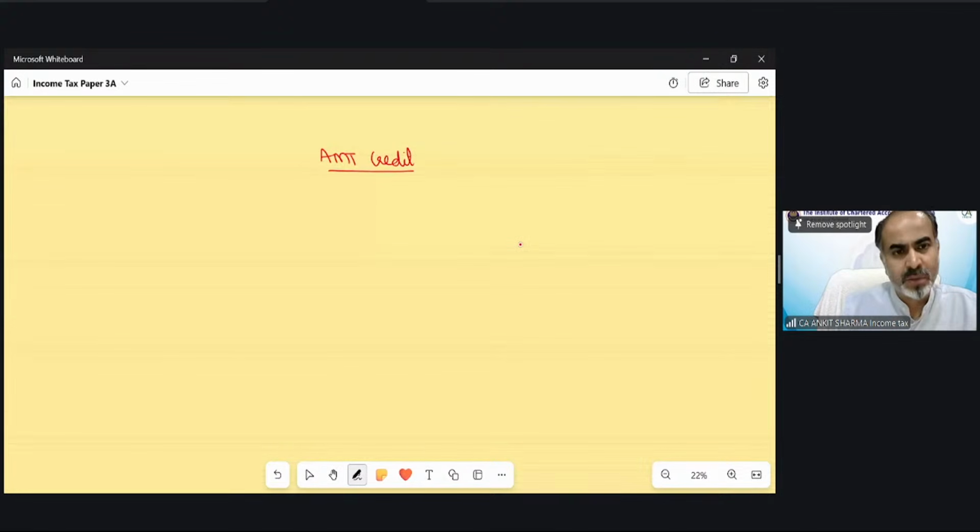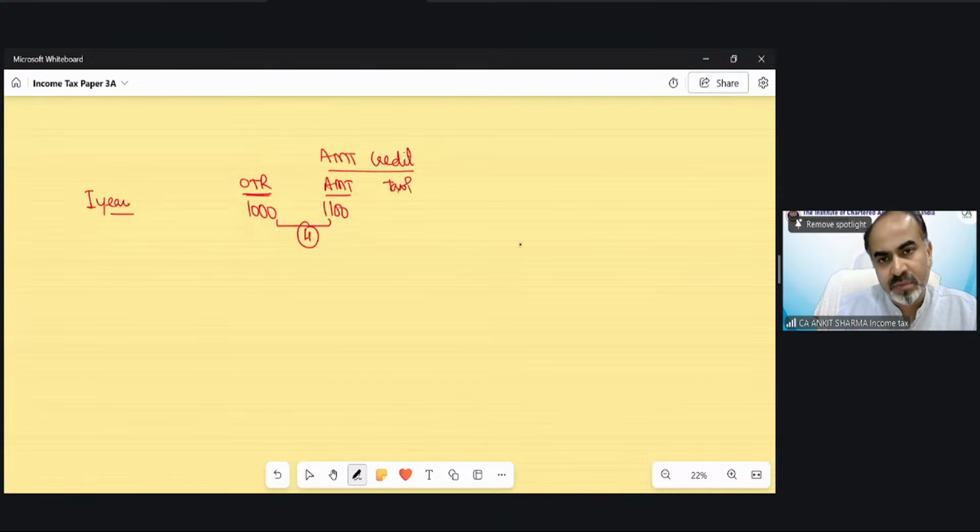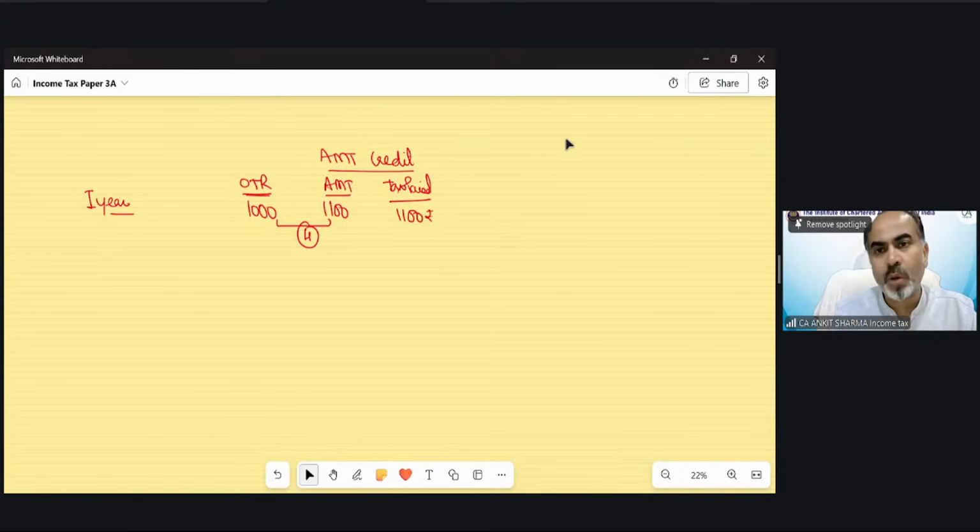How will this work? Suppose in the first year, your optional tax regime tax was 1,000 rupees, and your AMT tax was 1,100 rupees. Now we need to pay whichever is higher. Clear? Whichever is higher, that means the tax to be paid is 1,100 rupees, because the AMT provision tax is higher than the optional tax regime tax.